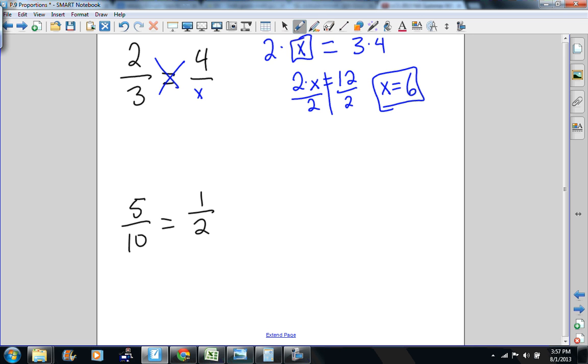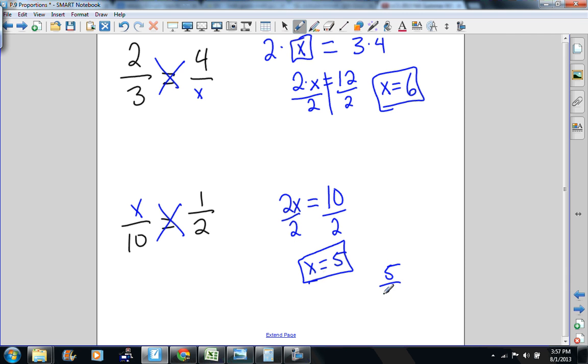Now down on the bottom, let's erase the 5, and we'll put an X in there instead. And we draw that through there. X times 2, well, we always like to write the 2 first, so that's 2X. And 1 times 10, well, that's 10. From here, we have to divide by 2, and X equals 5.